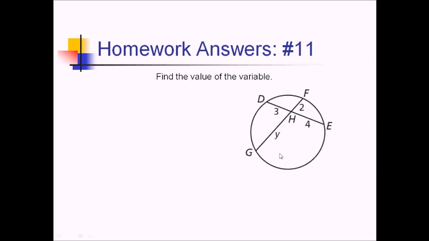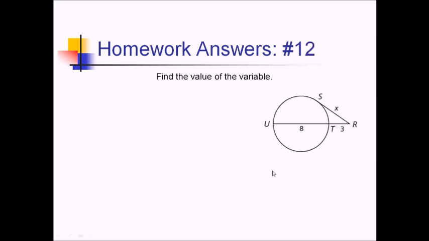For 11, we've got two chords, and we're trying to find y. So we can use the AB equals CD thing, where you set the products of the segments equal to each other. So we can write 2 times y equals 3 times 4. So 2y equals 12. So y equals 6.